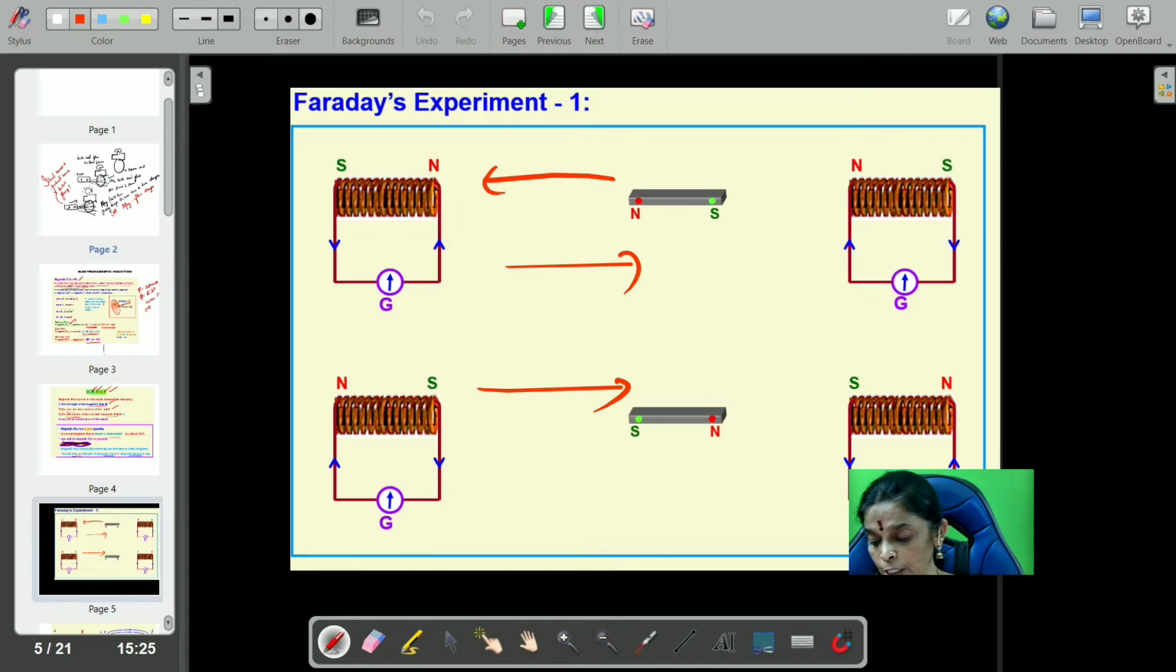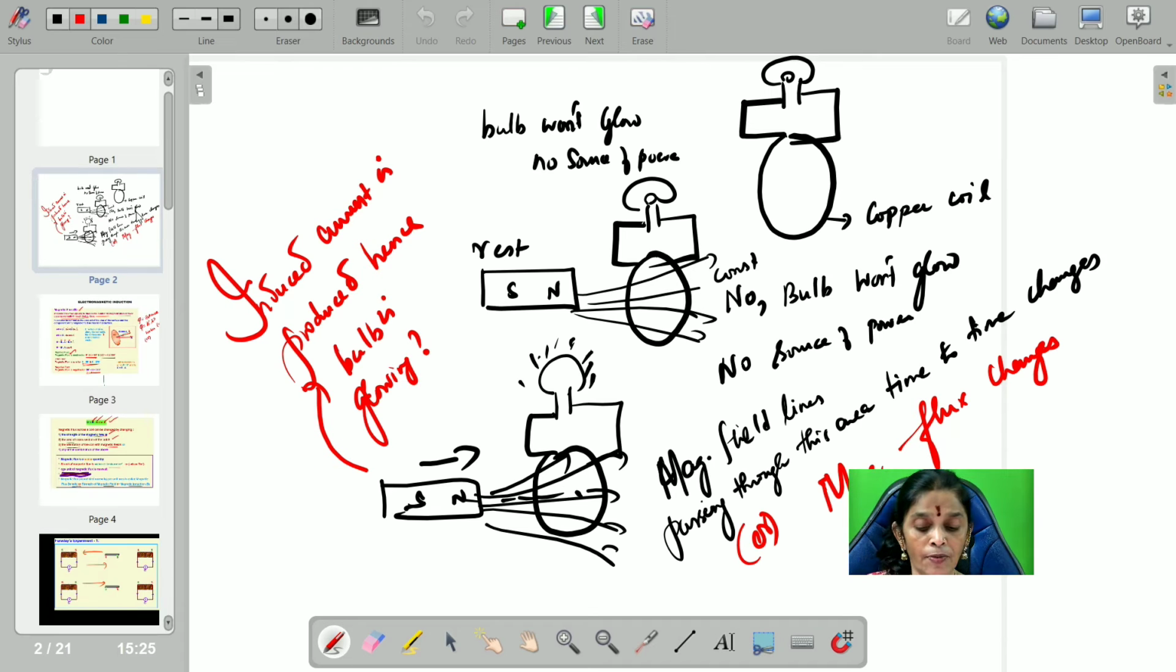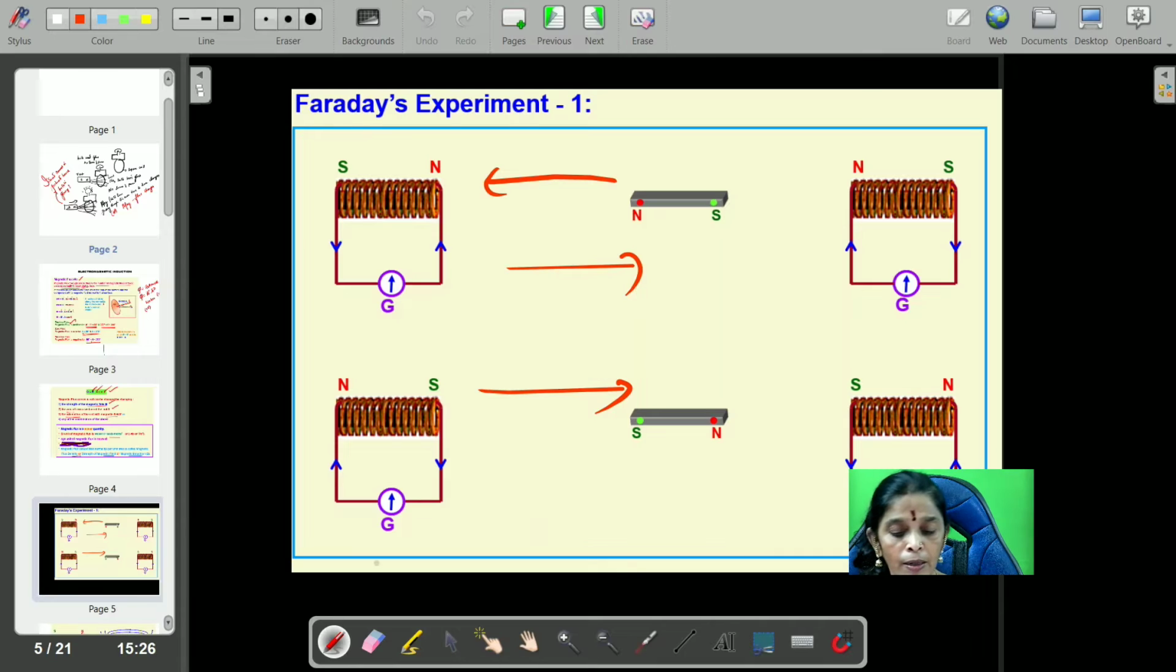What does Faraday's first experiment say? I've already told you, one coil I've taken. A magnet is brought into the coil or away from the coil, pushed inside and brought outside. Suddenly or quickly bringing it in or out, there is a change in the flux from time to time. Therefore, induced current is produced. That is the first law. You can see here.